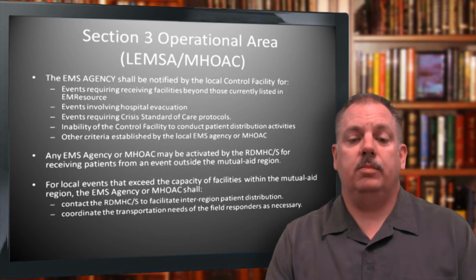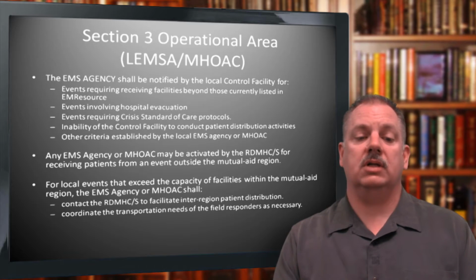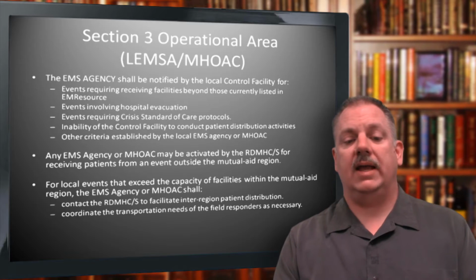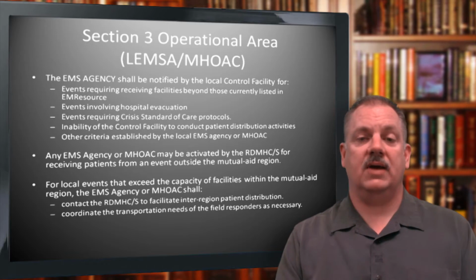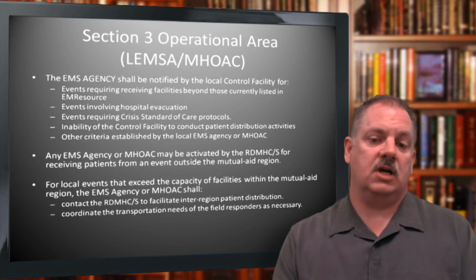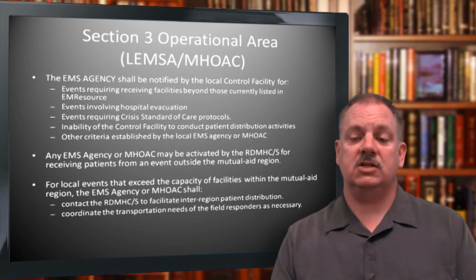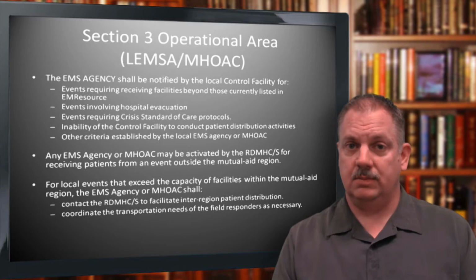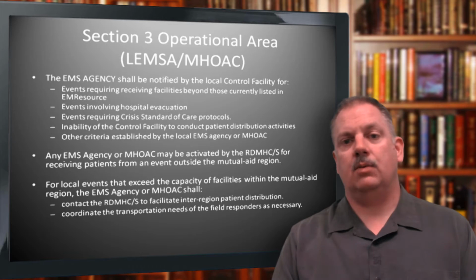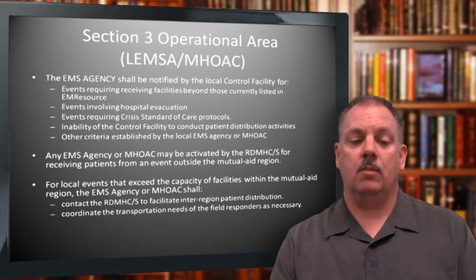So EMS agencies shall be notified by the control facility for any events requiring receiving facilities beyond those currently listed in EM Resource. Examples include events involving hospital evacuation, which for our area, wildfires may be a cause for, or an internal disaster within the facility. Any event requiring crisis standards of care protocols, or the inability of the control facility to conduct patient distribution activities. If the control facility is impacted by the incident, they may need to relinquish their responsibilities to another control facility. Other criteria established by the EMS agency or the MOAC.